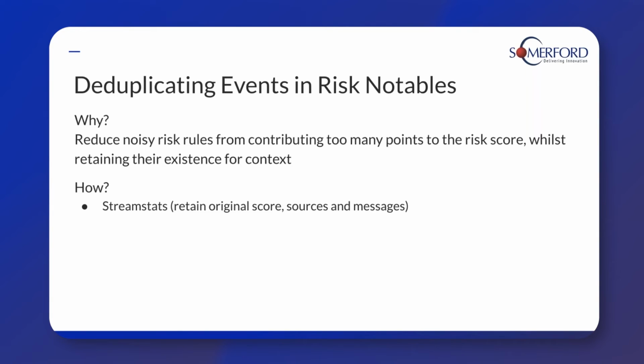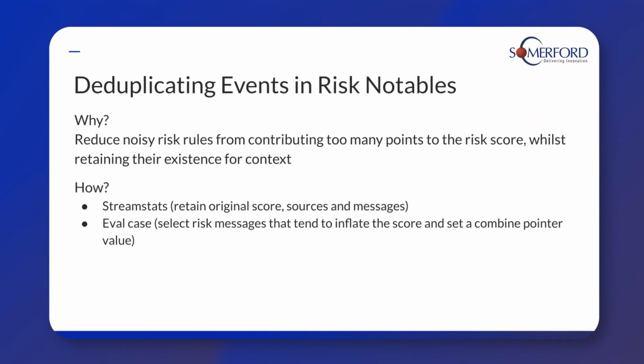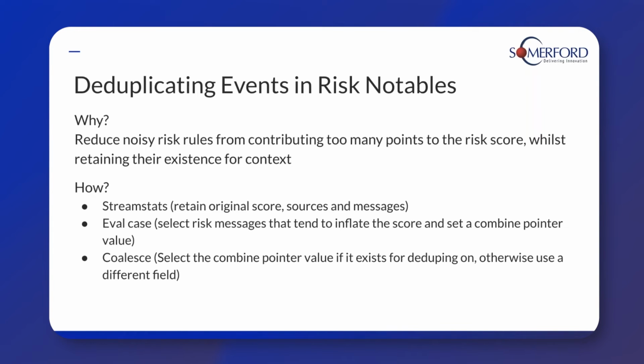Well, first off, we need to use streamstats. This will give us the original risk score, sources, and messages. We want to eval with a case, which allows us to inflate the score, select the risk messages to inflate the score, and set a particular value that we want to combine on. So if you've got excessive failed logins and you've got brute force, you could group them together and say they're just one thing. We only want to count them to a maximum of 10 points or 20 points towards our 100-point threshold, and we want to see other things that go on. So you can combine them together. We coalesce if we've got a combined point value; otherwise, we use a different field, and then we can dedupe that.